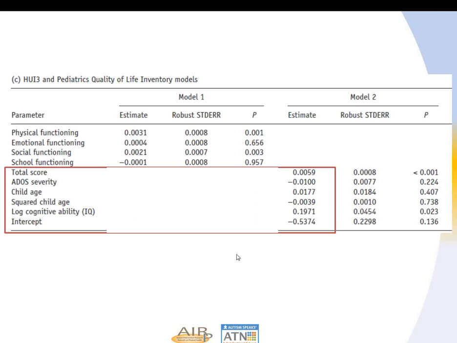So this is the model that I use to convert PQL total score into health utility score. In addition to the total score of PQL, the algorithm also uses the ADOS severity, age, and also IQ to predict the health utility score at the baseline and also at the point of the 2-year visit.